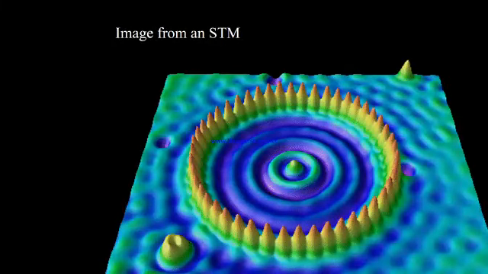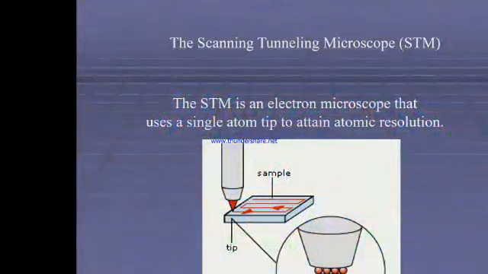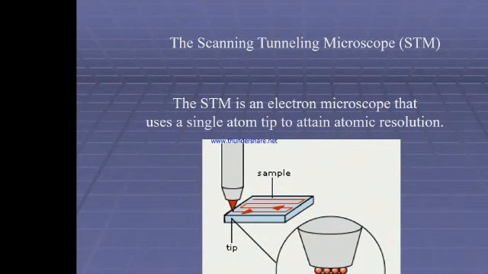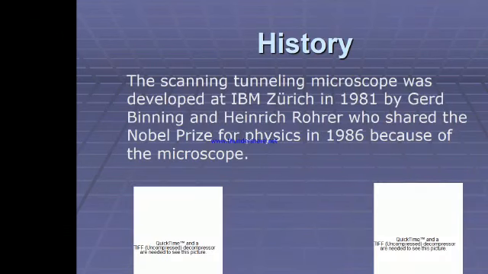I'm here to talk about the scanning tunneling microscope. It's a type of electron microscope which uses a single atom tip to attain atomic resolution. It's basically a physics and electricity way of getting to know the surface topography of any kind of material.